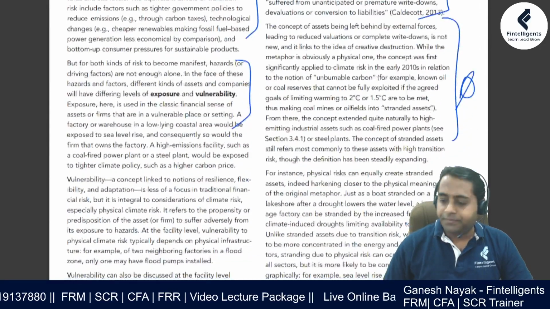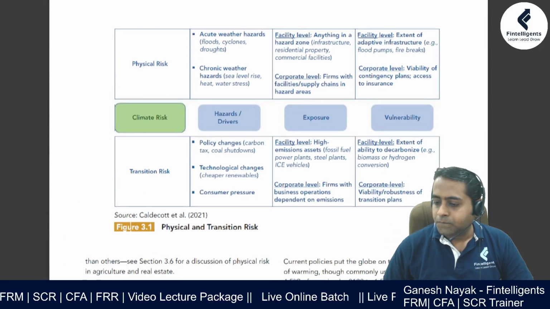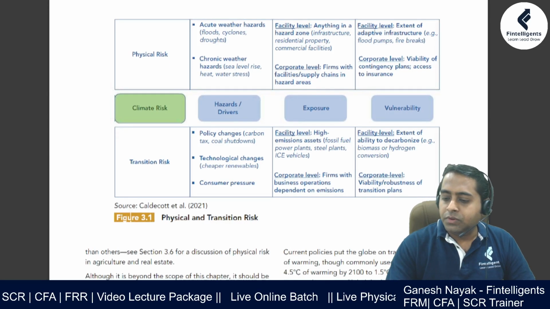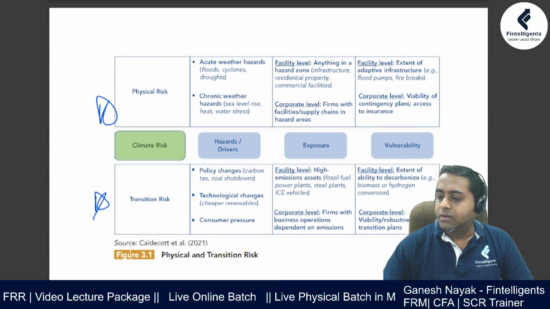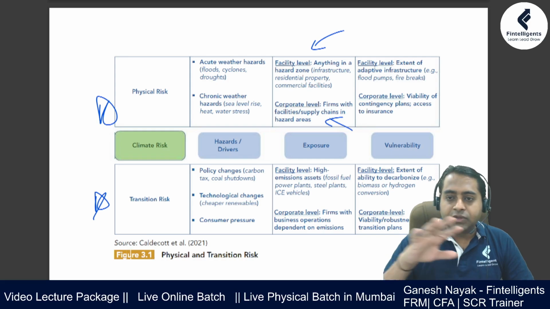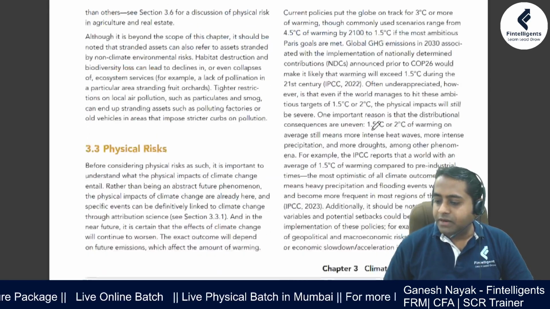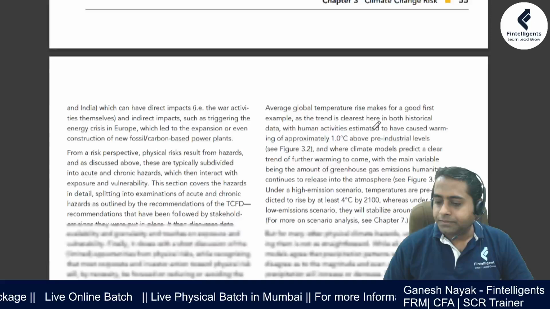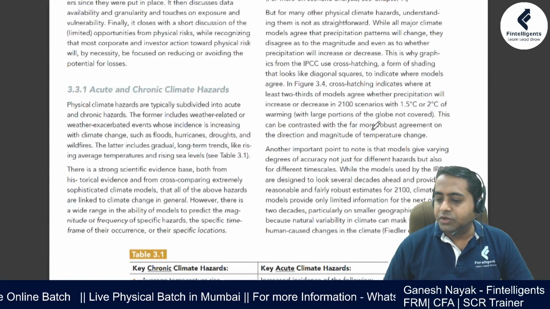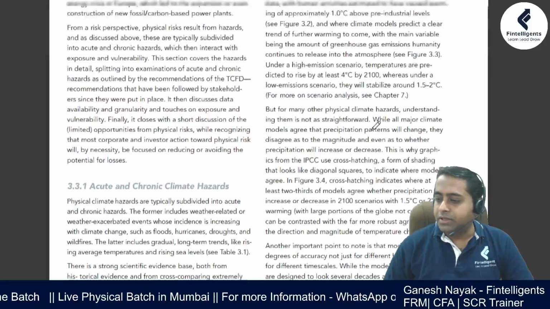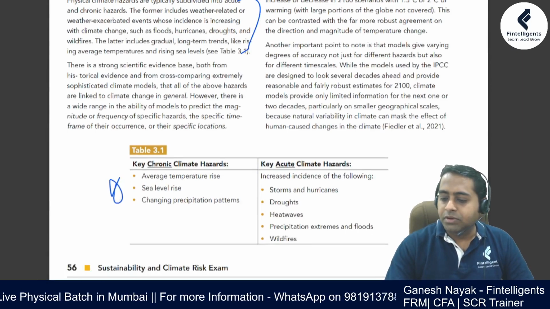This is important. You can look at this diagram, both at the facility level and the corporate level, to see how things are going to happen for both physical and transition risk. When we enter into physical risk, what is the basic bifurcation between acute and chronic? That you should be clear. So I'm highlighting this section, this table.